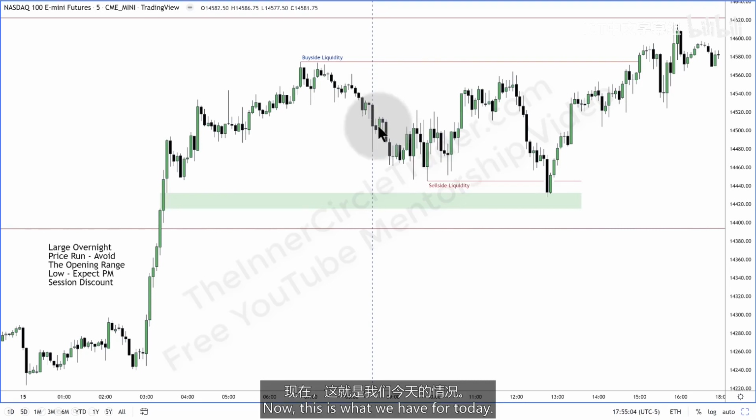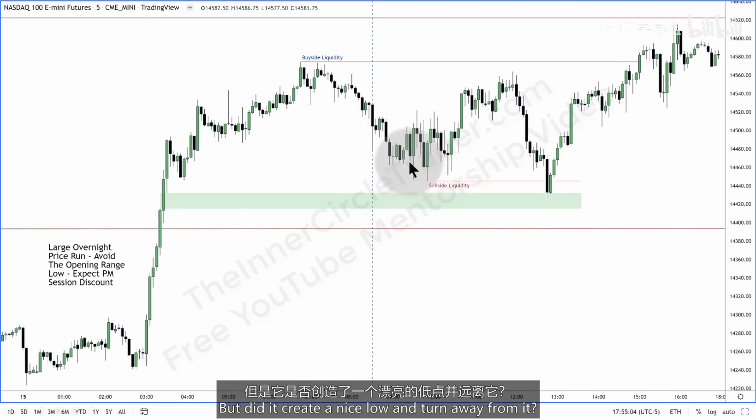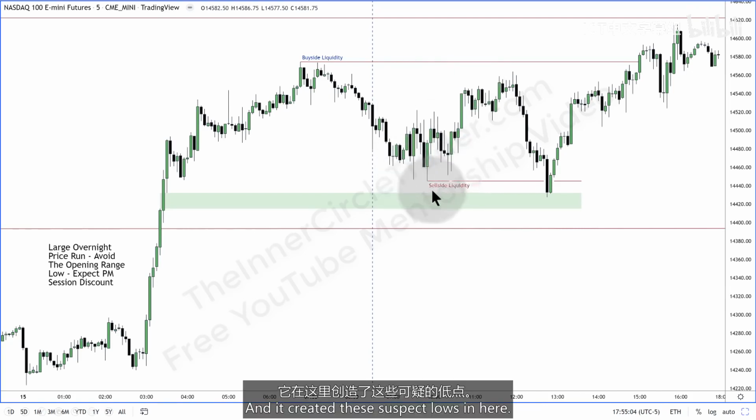Now, this is what we have for today. We start going lower first, so that's good. We create a pseudo Judas swing. But did it create a nice low and turn away from it? Look at all this back and forth. And it created these suspect lows in here.